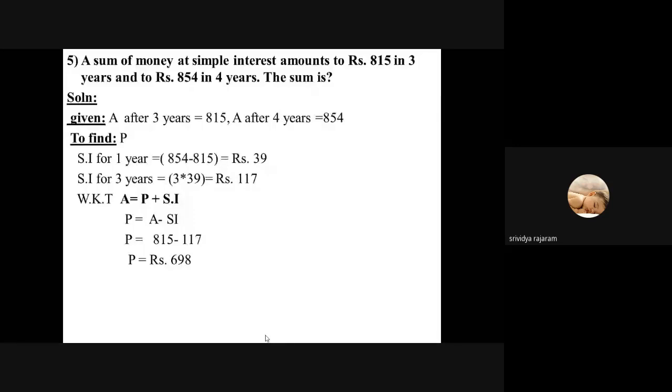You can also calculate simple interest for 4 years, that is 39 into 4, and you'll get the value of simple interest for 4 years. And on substituting in the formula A is equal to P plus SI, you have to use the value of A as 854 if you are calculating simple interest for 4 years. Here I am calculating simple interest for 3 years, so I am using 815 as the value of A. You can use either way, use its corresponding A value, and on simplifying you'll get the principal amount. Is this problem clear?